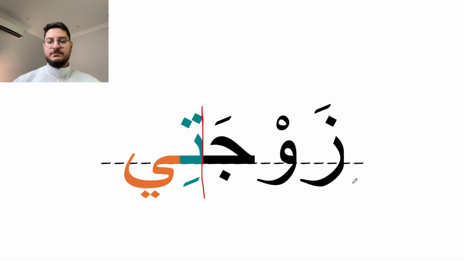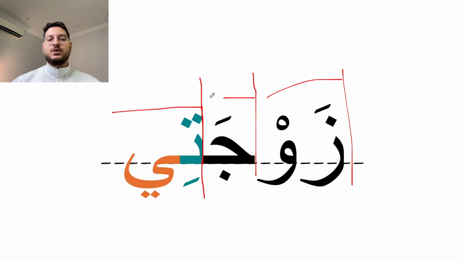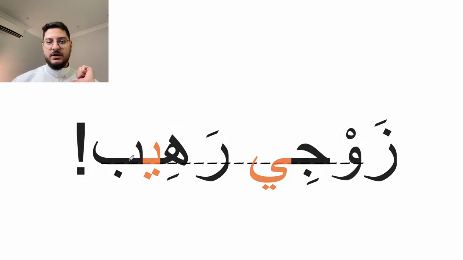Let's look at this one. Let's split it into syllables. So the first syllable will be zaw, and then ja, zawja, which is a wife, and then ti, zawjati, my wife. So we initially had a ta marbuta here for zawja, but then since we're adding the E to make it my, the ta marbuta turns into a regular T, because ta marbuta could only appear at the end of words. Zawjati, my wife.